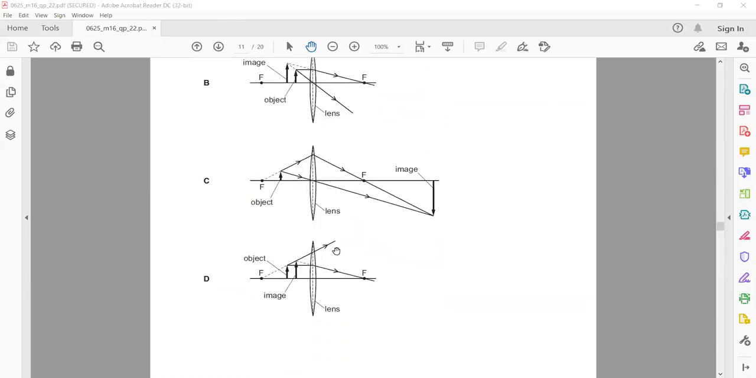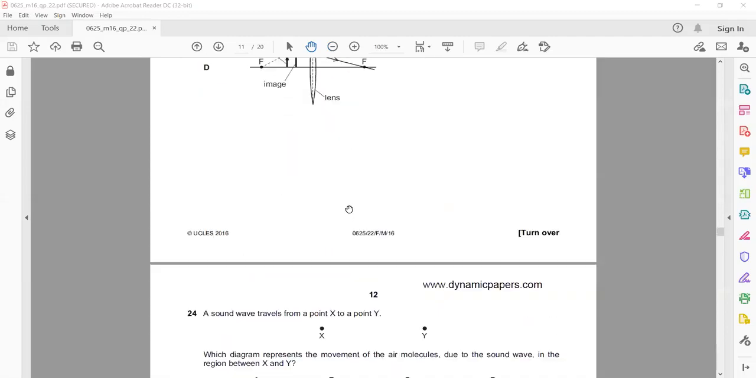And option D, when the parallel light ray is there, it will pass through the focus. Then the second ray should pass through the center of the lens. So this one totally shows a wrong ray. If it is parallel passing through the focus, it should go parallel. So the ray diagram is not correct for D as well.